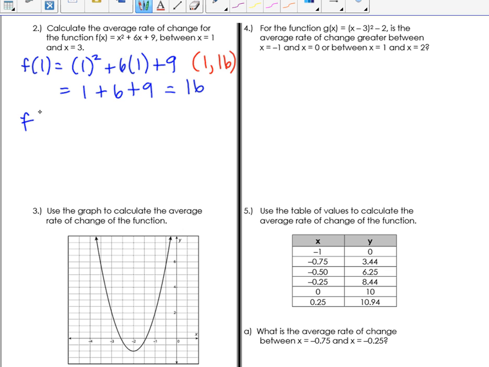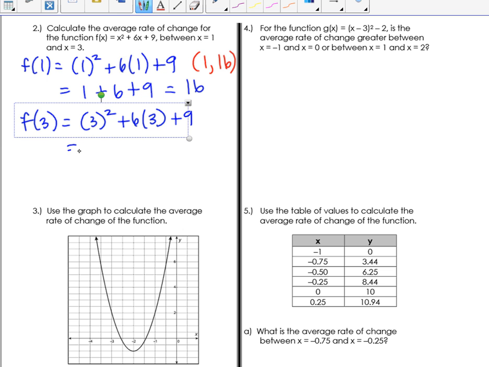Then we're going to do it again for f of 3. For the function when x is 3, we have 3 squared plus 6 times 3 plus 9. Notice I'm not picking up my calculator. So 9 plus 18 plus 9. And that's going to get you 36. 9 plus 18 is 27, plus another 9 is 36. So that's the point (3, 36).